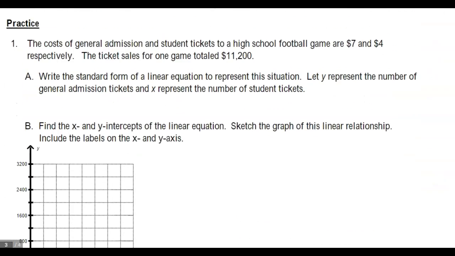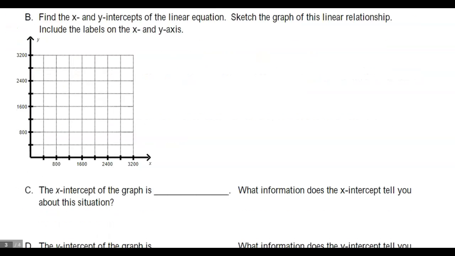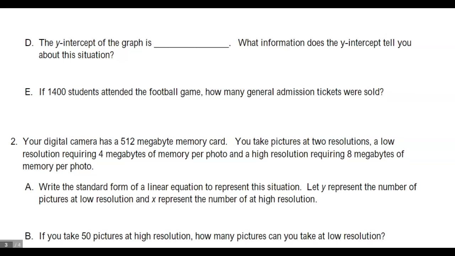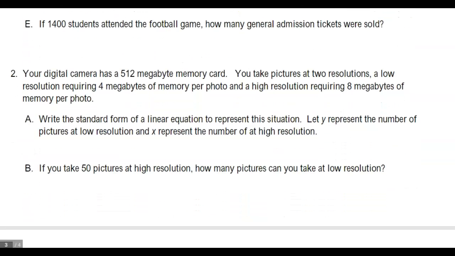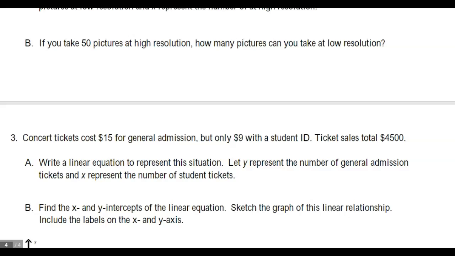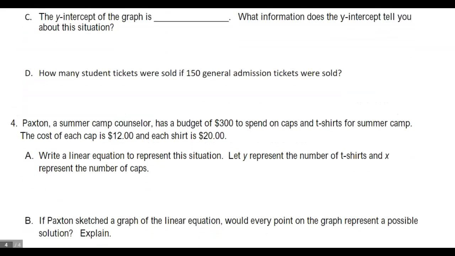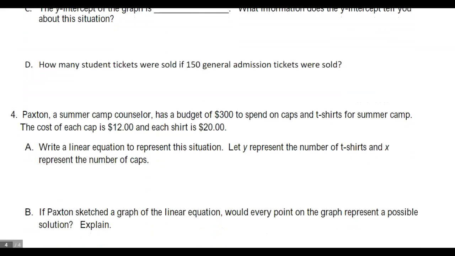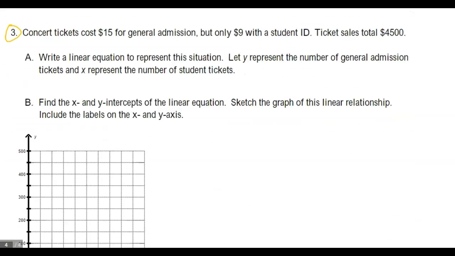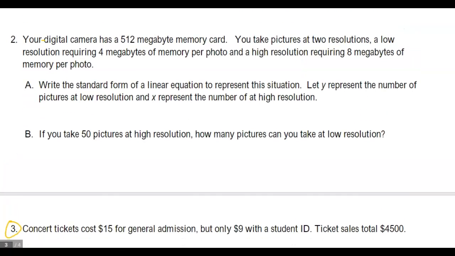So we have our practice problems here. Good. We are doing number 1. All of it. So about high school football tickets. And we'll do another concert ticket one. And I want you to try number 4 as well. Okay, so we did skip number 2.